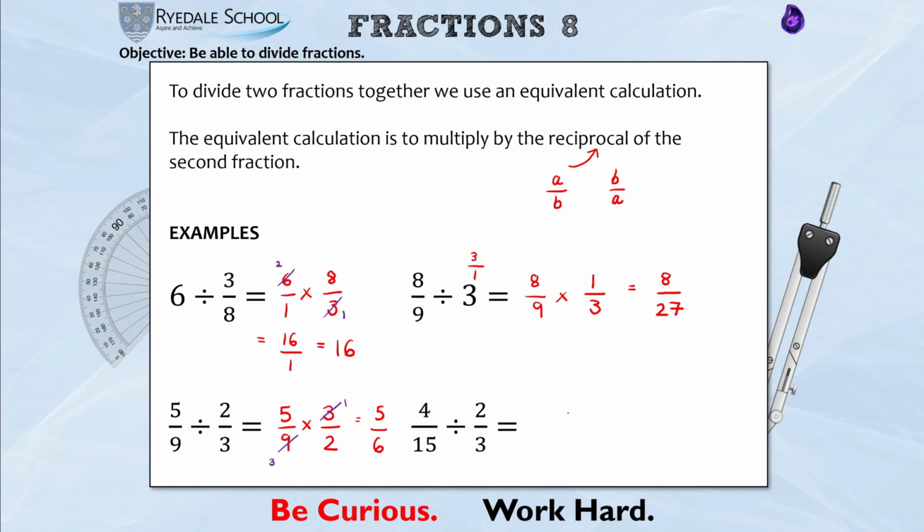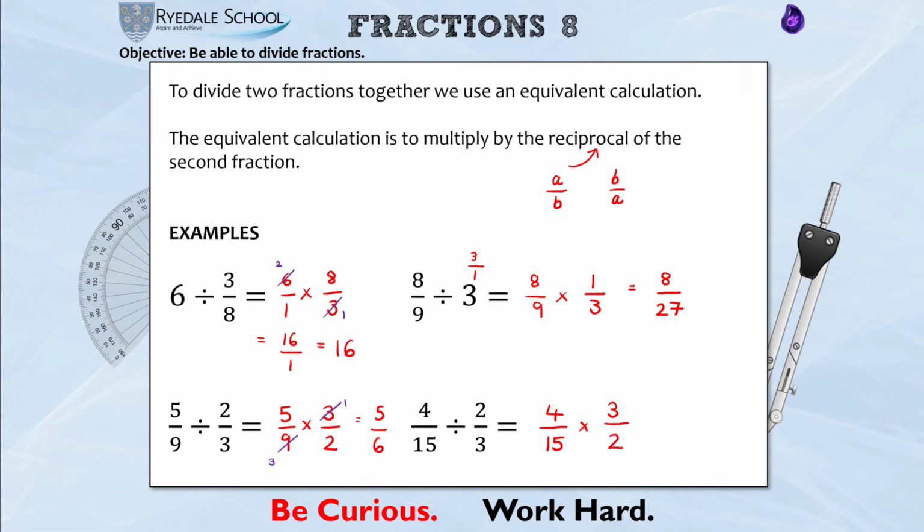4/15 divided by 2/3. If you're feeling confident, you could pause the video here and have a go at this one independently, but I'm going to do it now. So 4/15 I leave alone, and I multiply by the reciprocal of 2/3, which is 3 over 2 again.